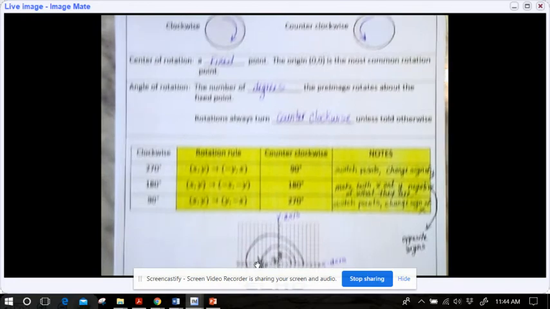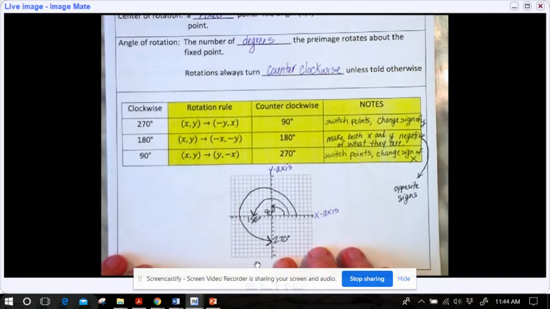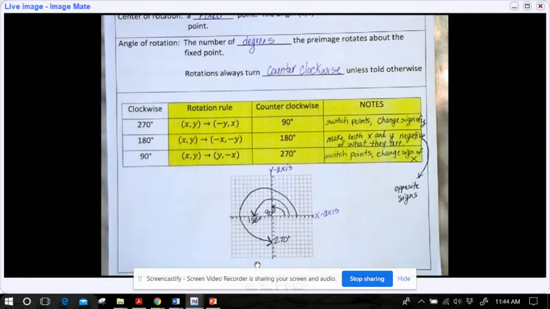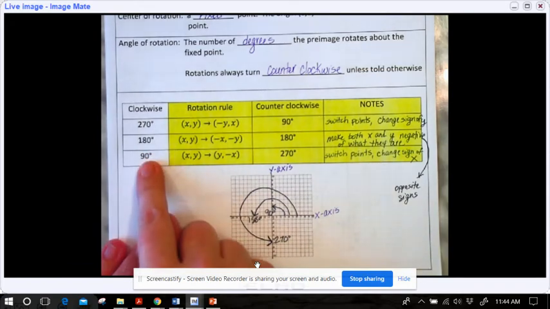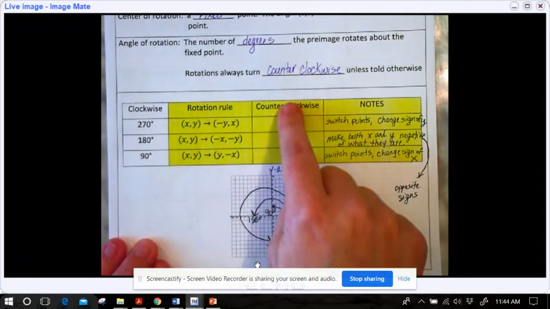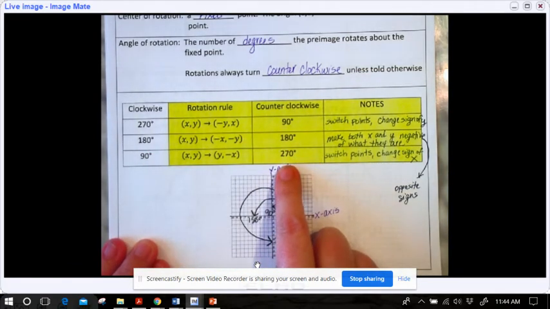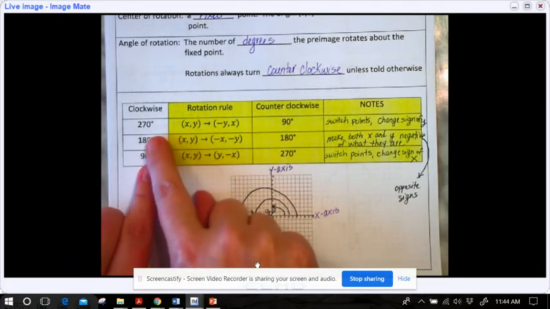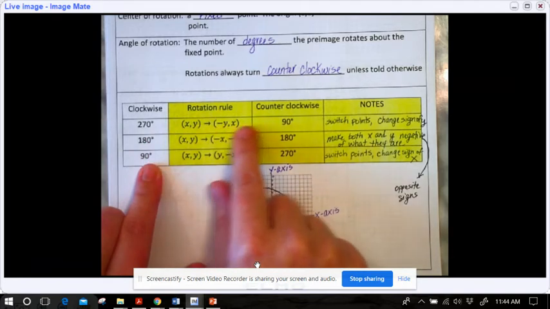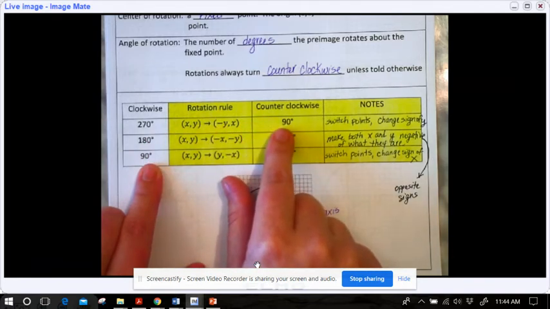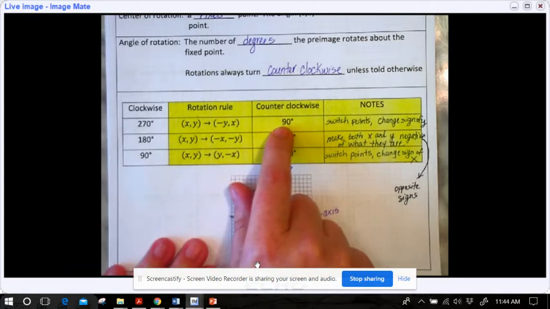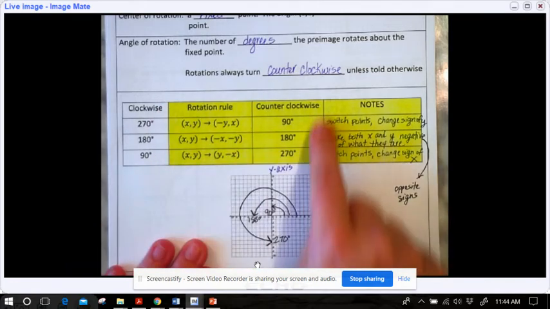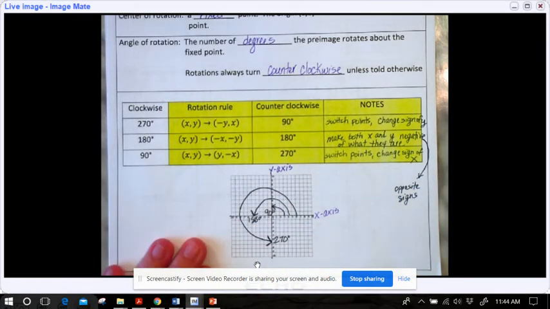So here's my little chart that I have below here. I did list the clockwise rotations, but also the counterclockwise rotations. Notice that they're exactly opposite. 270 degrees going clockwise is the same rule that we use for 90 degrees going counterclockwise. So I highlighted in yellow the ones that we will typically be using.